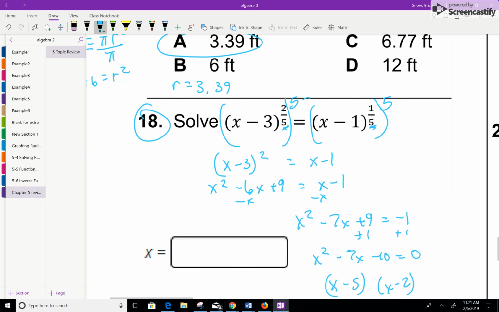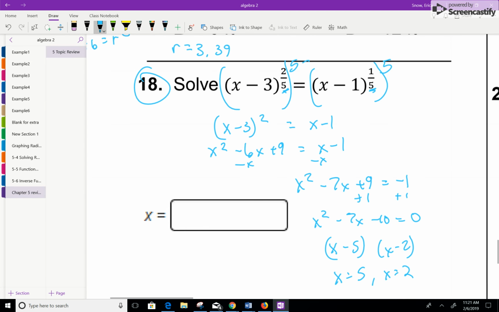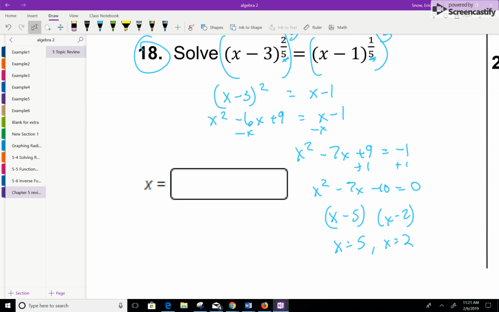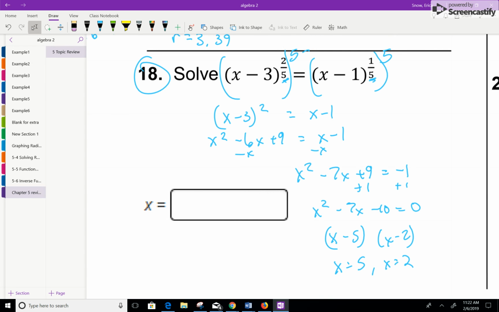Now I need to plug these back in, both of them, to see if there's any extraneous solutions. So to do that, I'm going to actually use my calculator. When I plug in 5, 5 minus 3 to the 2/5 equals 5 minus 1 to the 1/5. So 2 to the 2/5 is 1.31, and 4 to the 1/5 is that same number, 1.31. So 5 works.